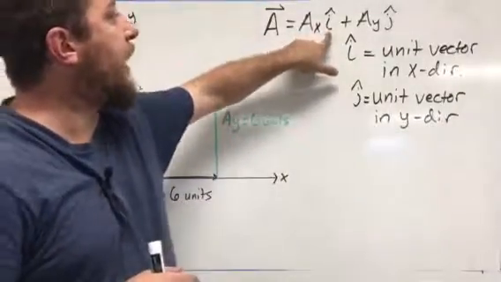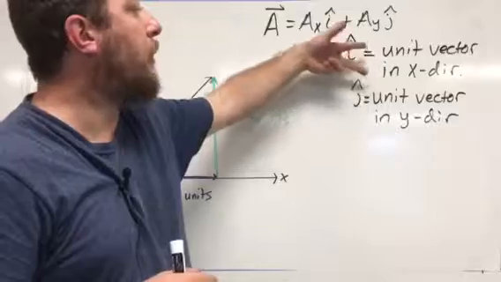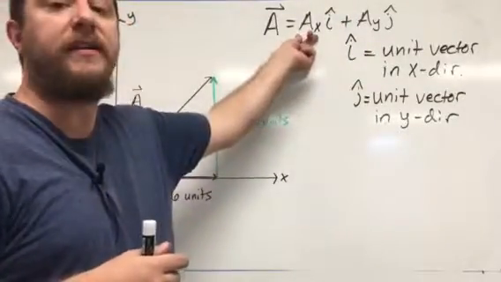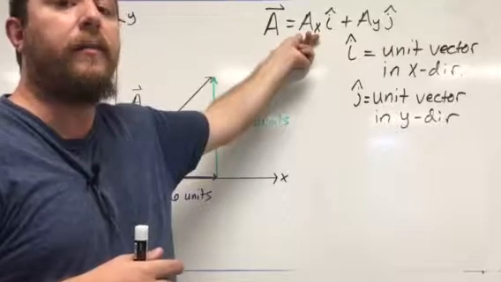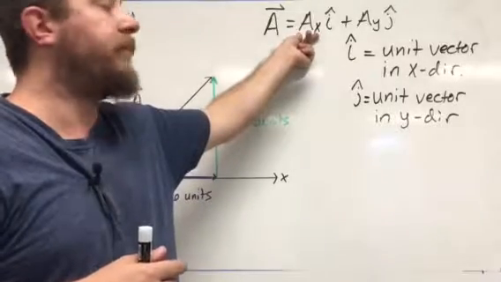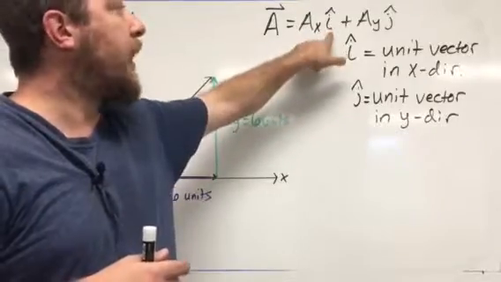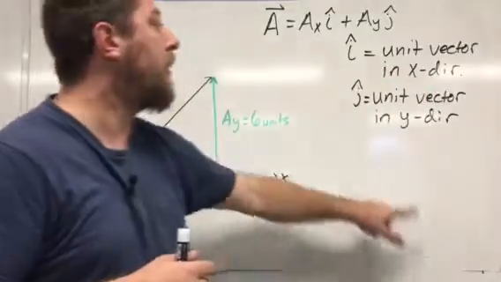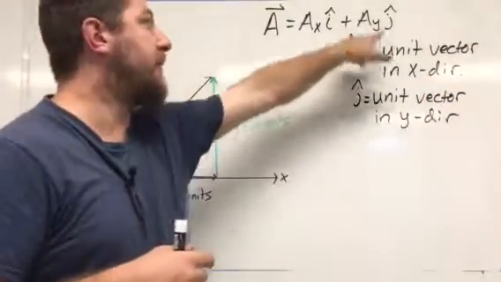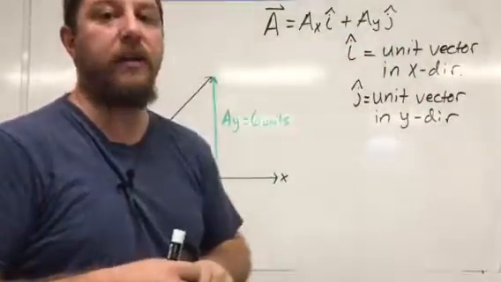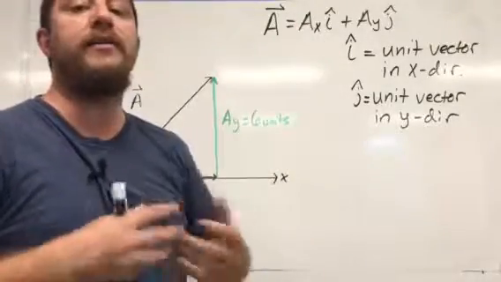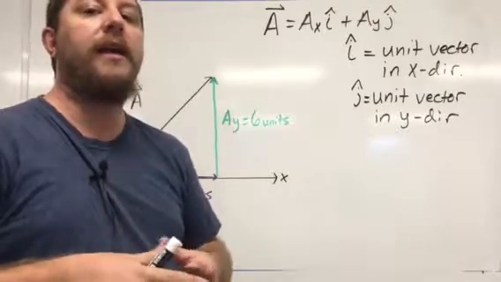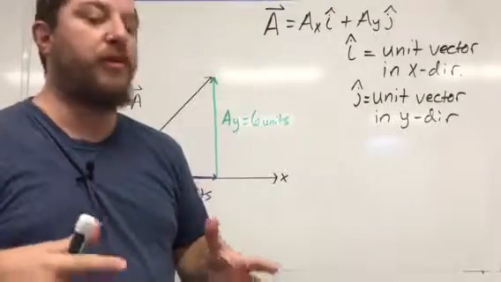Now, this i hat and this j hat here are what we call unit vectors. The ax here specifies the magnitude of my component vector in the x direction, and the i hat here specifies that that magnitude is in the x direction. And the j hat here specifies that that magnitude is in the y direction. So a unit vector is simply a vector with unit length. In other words, it has a length of 1 in whatever units you are in.